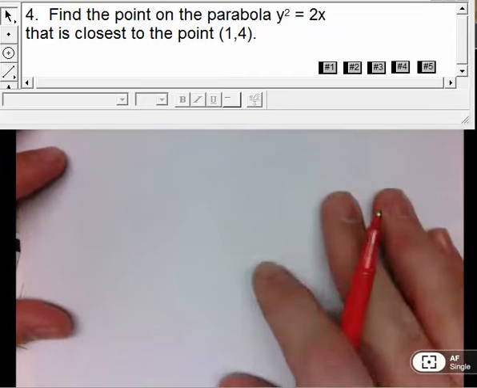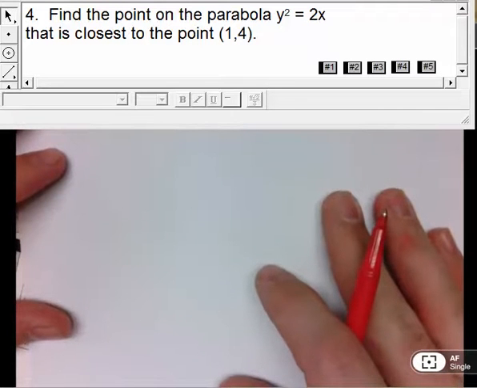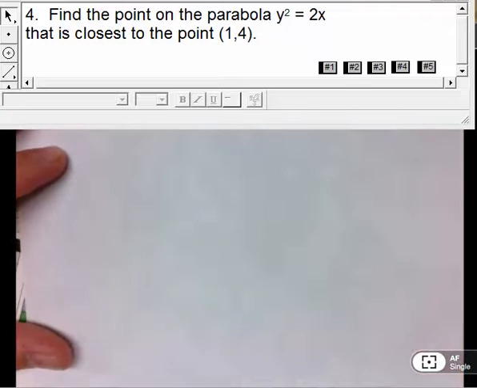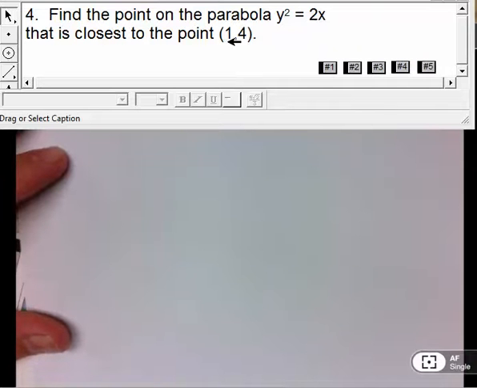Here's sort of a different kind of problem. It's not so much an application problem as the other ones, but it is something you should be able to do. They're going to give you some kind of graph and a point, and you're supposed to find the point on the curve closest to the one they give you.